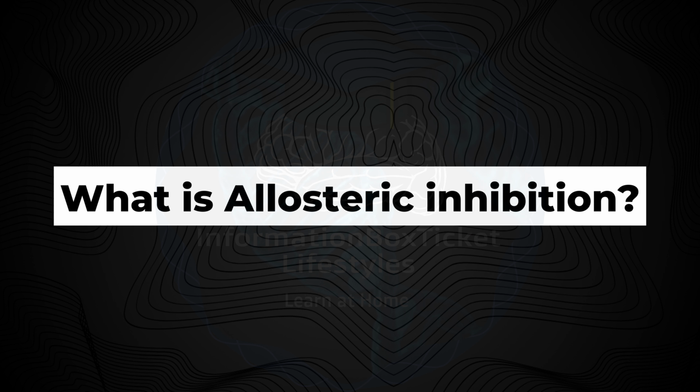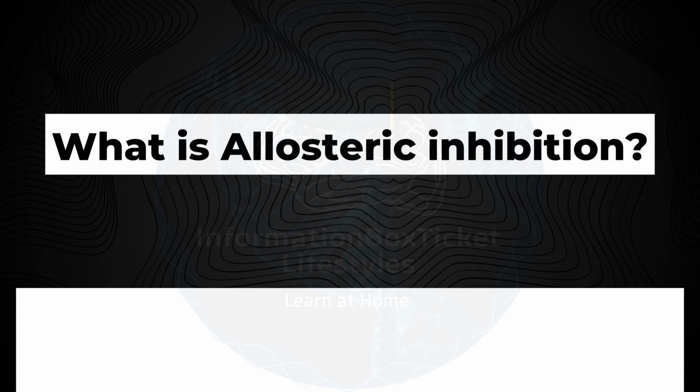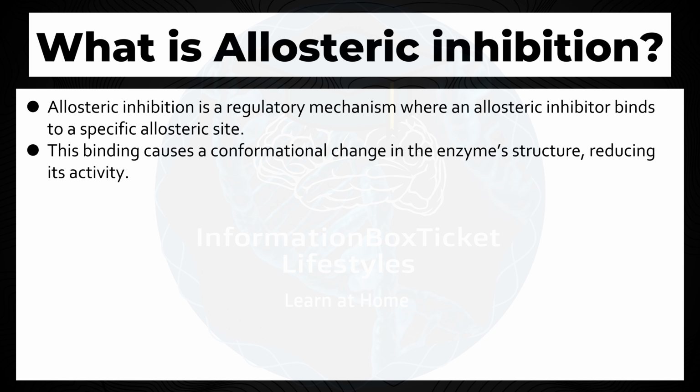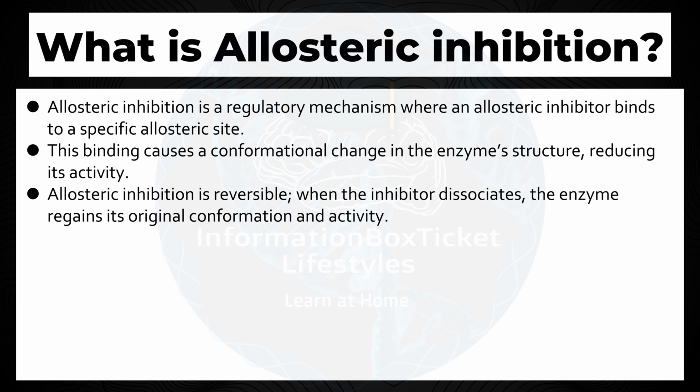What is allosteric inhibition? Allosteric inhibition is a regulatory mechanism where an allosteric inhibitor binds to a specific allosteric site. This binding causes a conformational change in the enzyme's structure, reducing its activity. Allosteric inhibition is reversible. When the inhibitor dissociates, the enzyme regains its original conformation and activity.